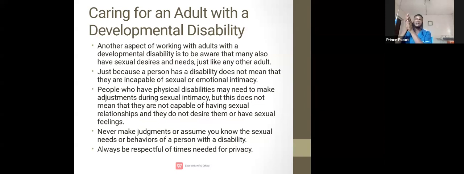They do. The fact that they are physically or developmentally disabled doesn't mean that they don't have a libido. They also have libido. They have sexual urges. They develop sexual urges. So never make judgments or assume you know the sexual needs or behaviors of a person with a disability. Always be respectful of times needed for privacy.